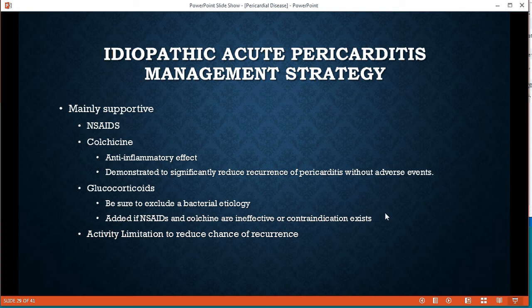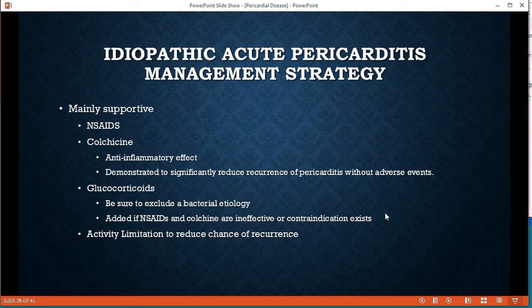Colchicine is, and I encourage you to look up colchicine and read more about it. But colchicine, which we normally use for gout, has great anti-inflammatory effects. And there are significant studies demonstrating that you can significantly reduce the recurrence of pericarditis without the adverse effects by using colchicine. So these patients ultimately will probably get put on colchicine.